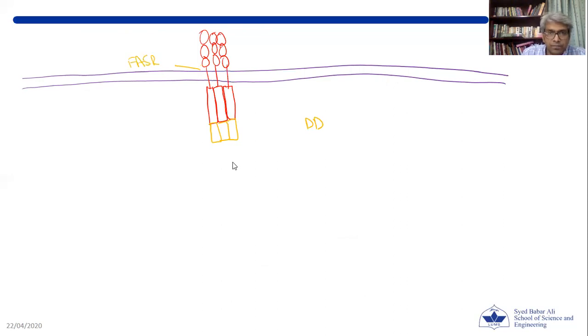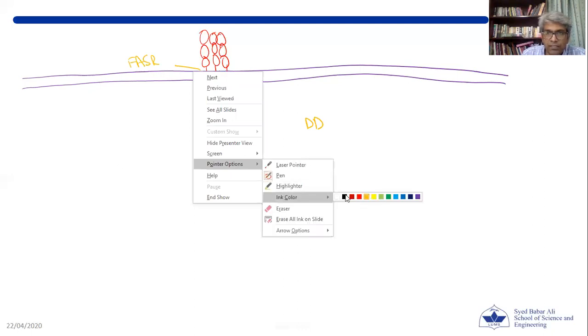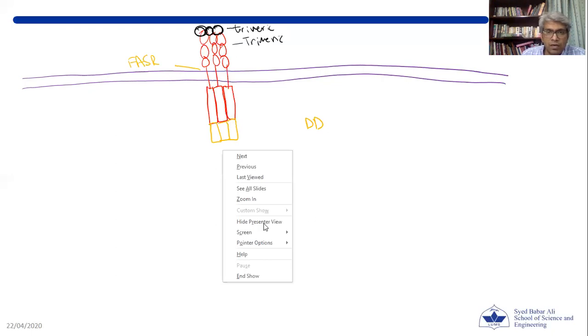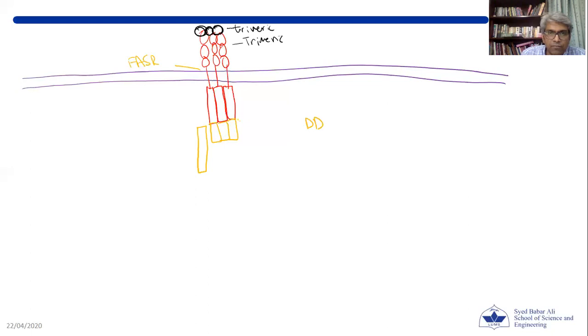The FAS ligand also binds in trimeric form. So your receptor is in trimeric form, and your ligand is in trimeric form. Once the ligand binds to the receptor, the receptor recruits another protein called FADD. FADD stands for FAS-associated death domain. Let me correct this.